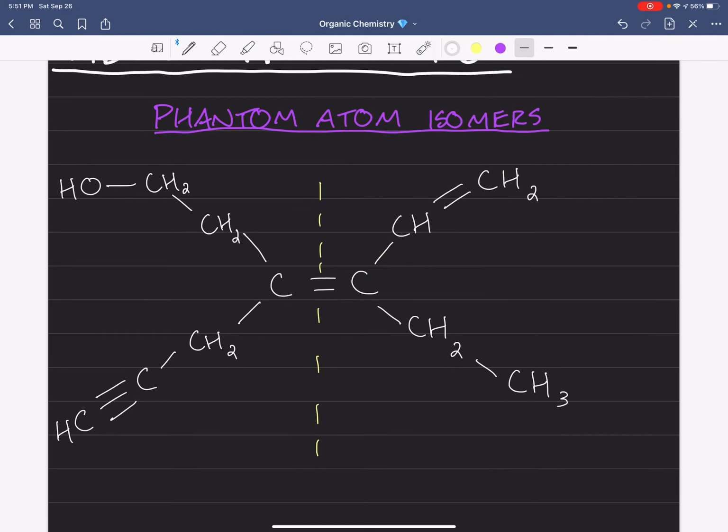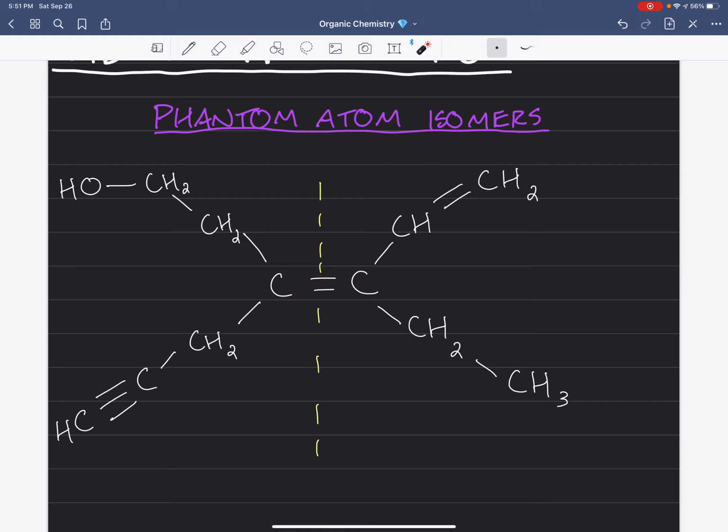All right, so I think this concept of phantom atoms is ridiculous, to be honest. I don't think it makes any sense. But anyway, we're looking at an alkene here, all right? We know it's an alkene because there's a double bond between these two carbons.